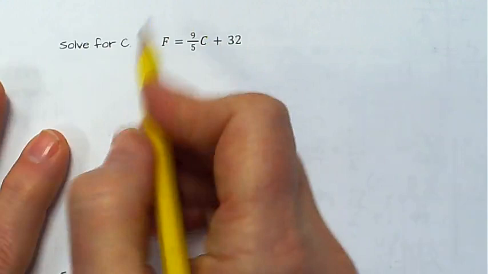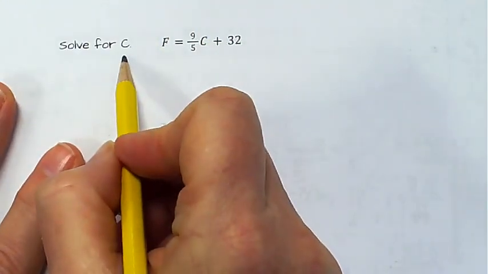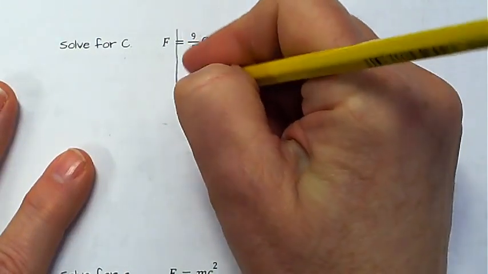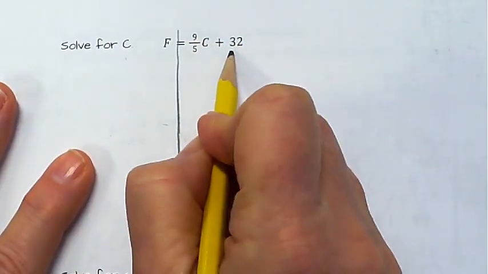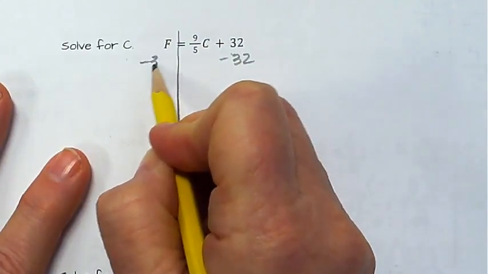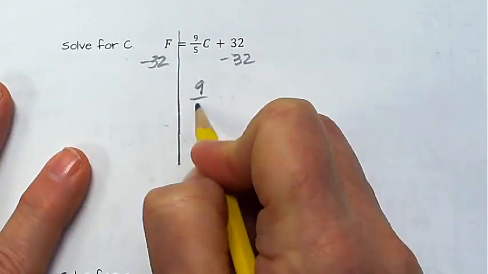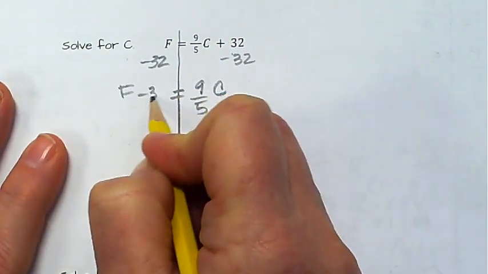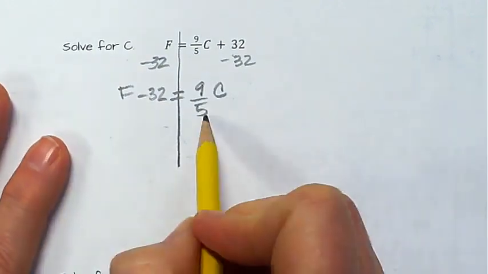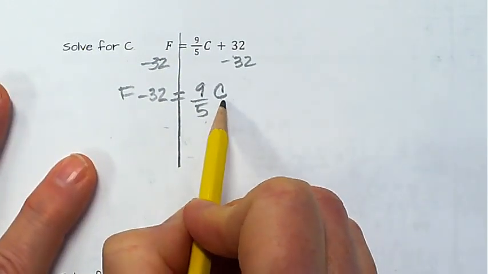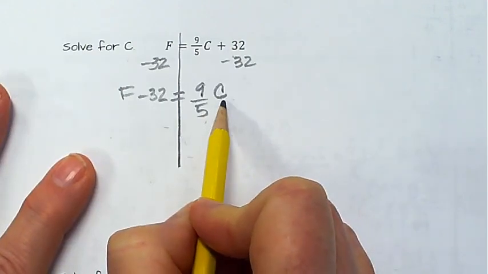Solving for c, we want to get c by itself. So I'm going to get rid of 32 first. Subtract 32 from each side. So 9/5 c equals f minus 32. I'm going to get rid of 9/5. 9/5 is being multiplied by c. The opposite of multiplication is division. So I am dividing both sides by 9/5.